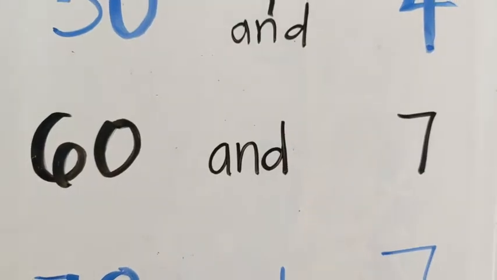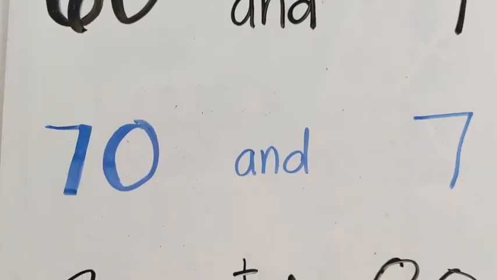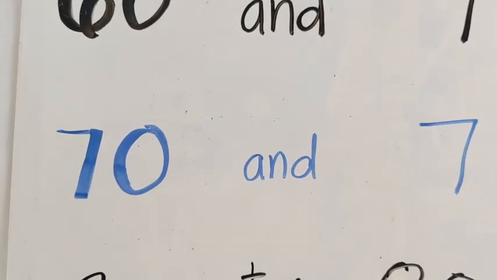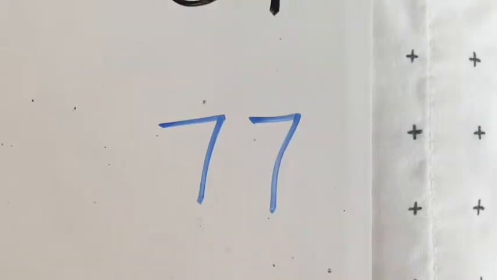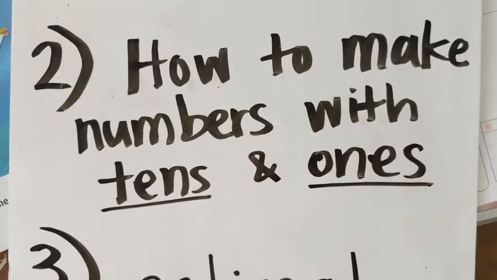67. How about 70 and 7? What does 70 and 7 make? Very good. 77. That's it. Wasn't that easy? That's how we make numbers with tens and ones.